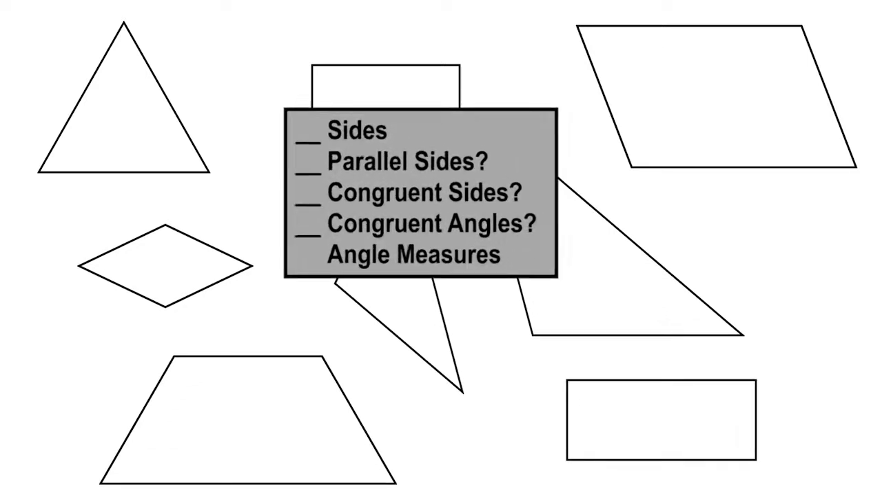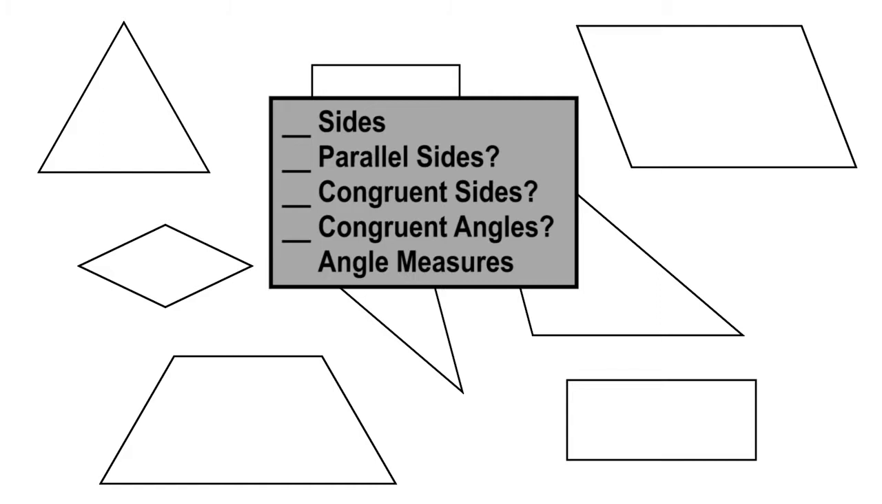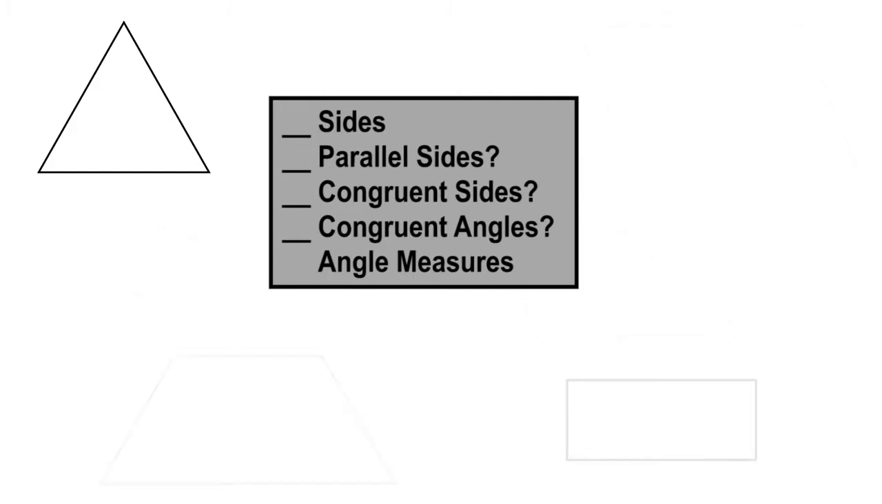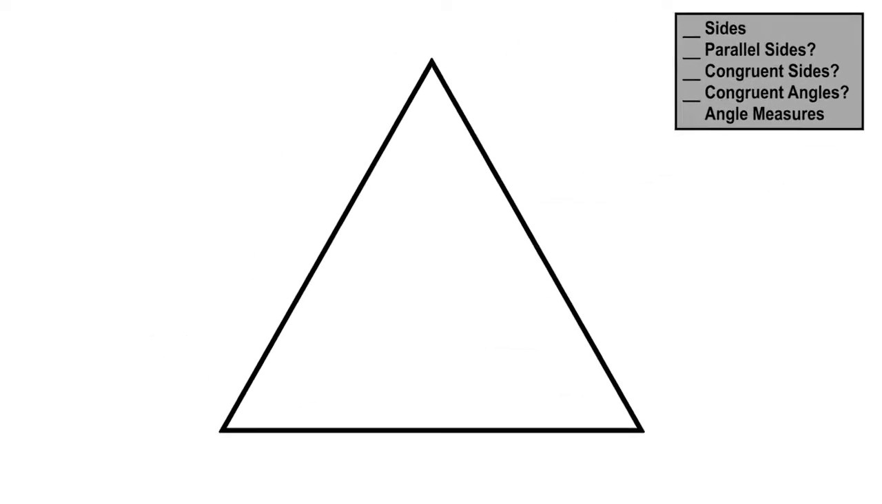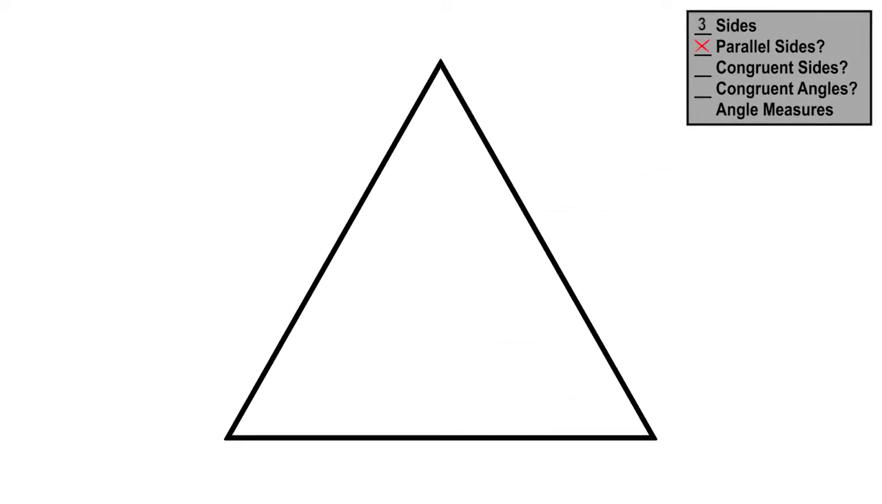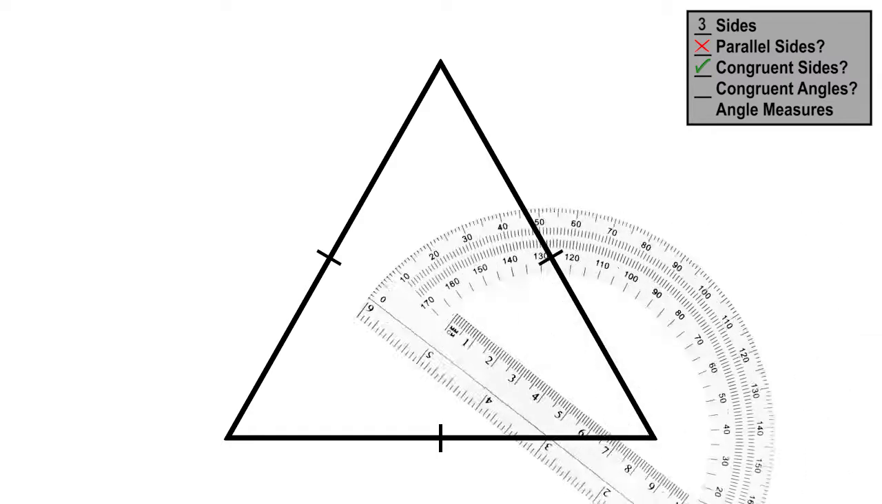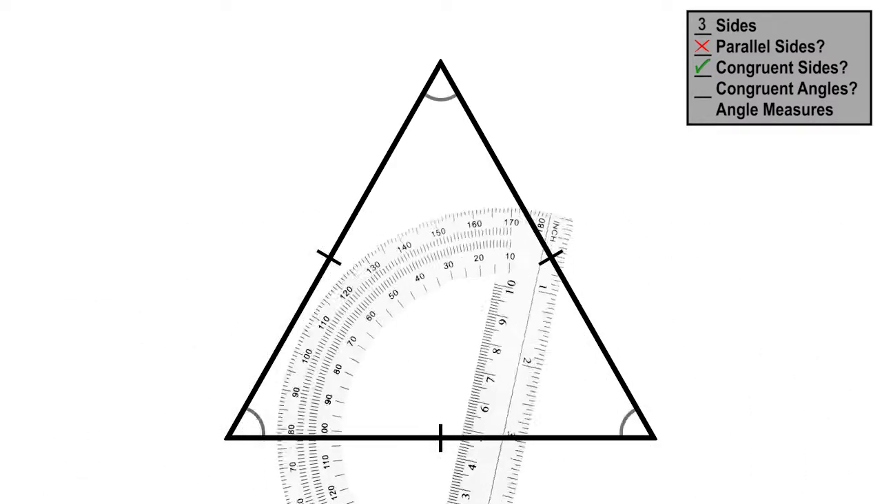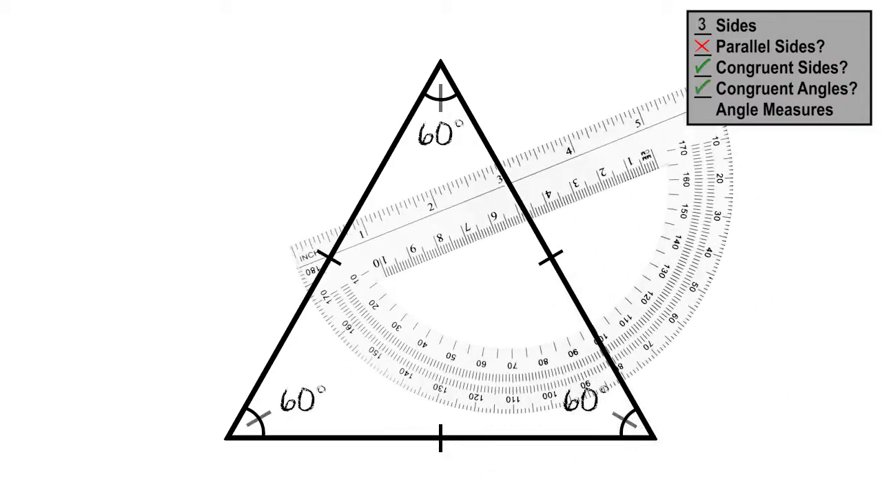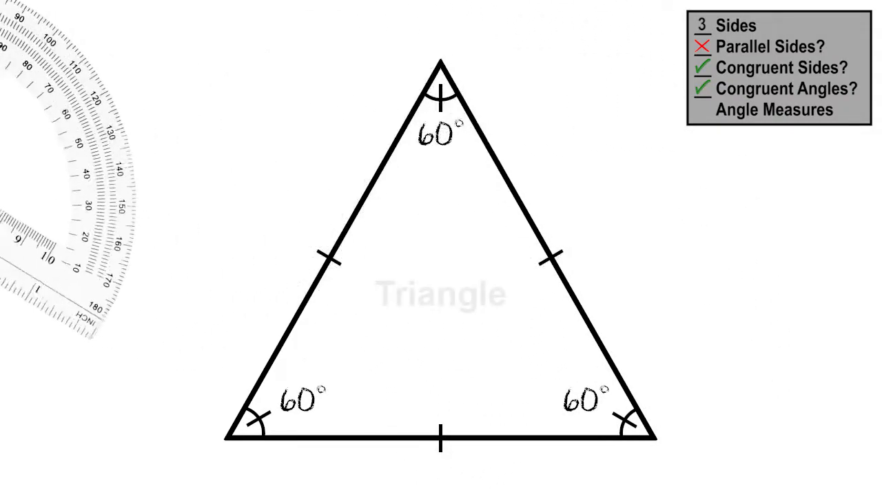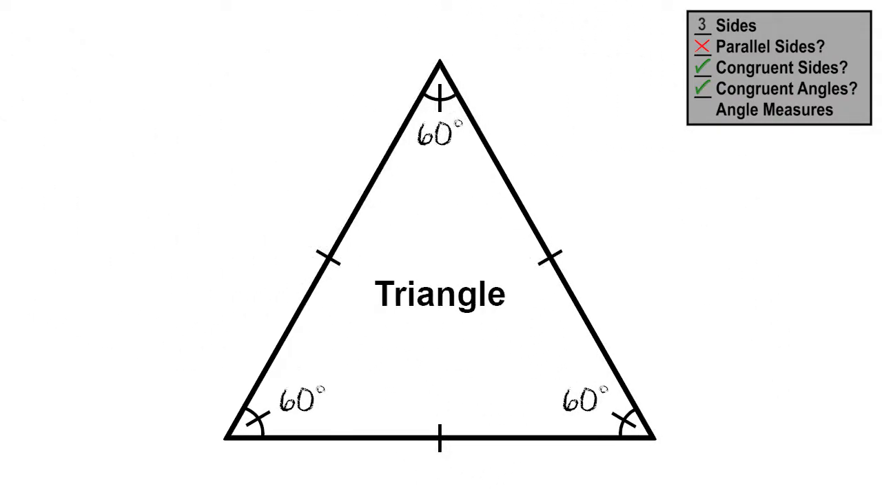We will look at the number of sides, any parallel or congruent sides, as well as the number of degrees for each angle. This is our first shape. It has 3 sides, none of which are parallel, but all of which are congruent with each other. Using a protractor, we can measure each of the 3 angles to be 60 degrees. The most specific name for this shape is a triangle.